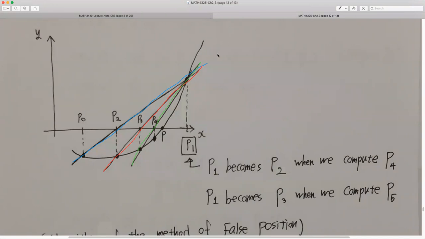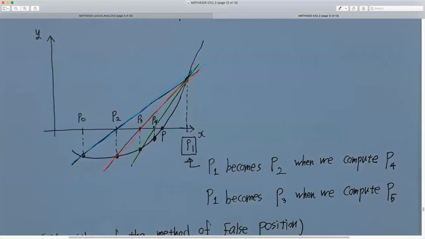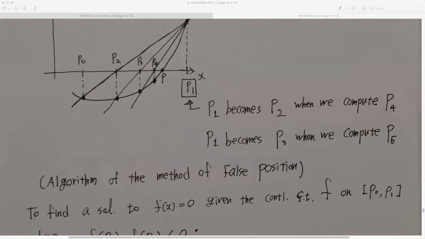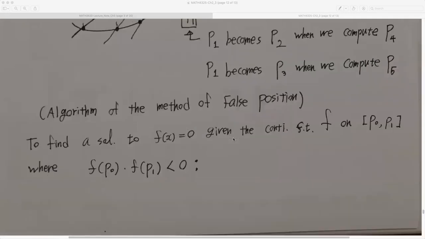When you calculate P5, so this one. Let me see. Okay, that one. So P5 should be right here. Okay, P5 here. So now the algorithm of the method of false position is right here.